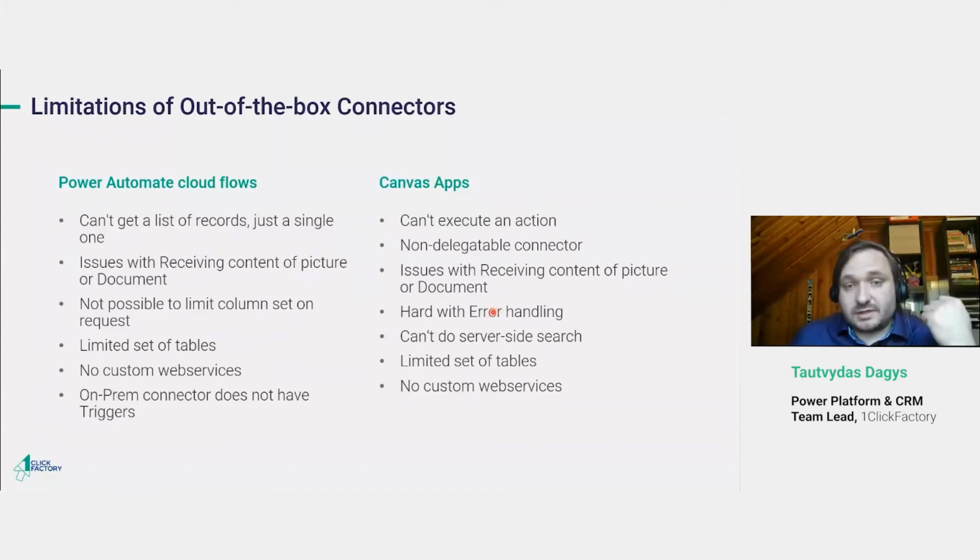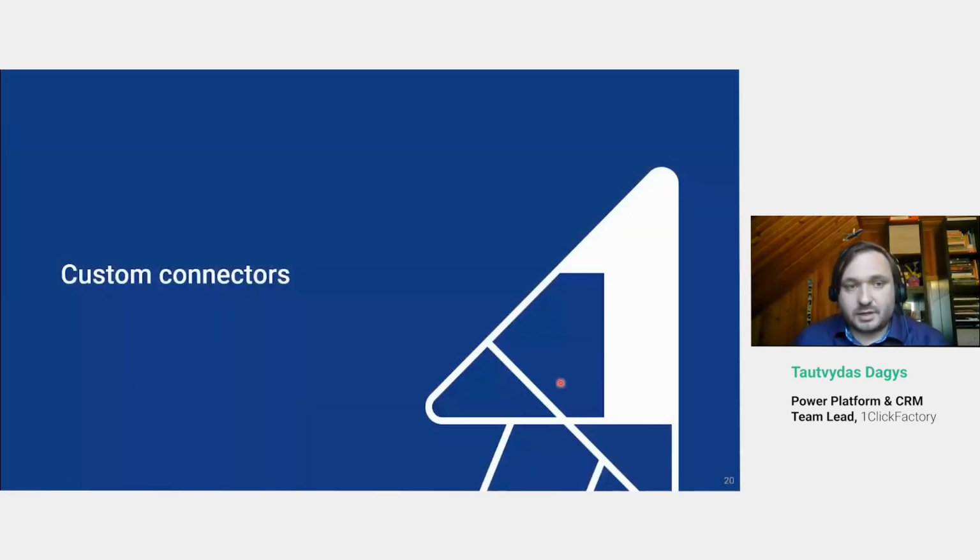The same issue with the documents and pictures. And in the Canvas app, we still have some issues with error handling. And we can't do server-side search. We still have to load all the data to the app and then do the search inside. And we have a limited set of tables, and we don't have custom web services, same as for Power Automate.